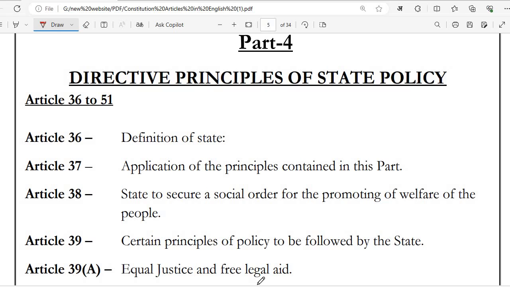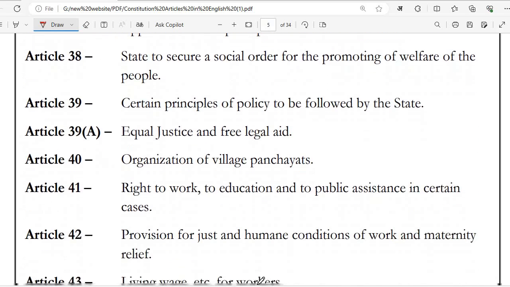Article 39 states certain principles of policy to be followed by the states. For example, equal pay for men and women for equal work. This is a sub clause of Article 39, and some of the other clauses you must also learn. Article 39A, added by the 42nd Amendment in 1976 by Prime Minister Indira Gandhi's government, provides equal justice and free legal aid to the weaker sections of society.